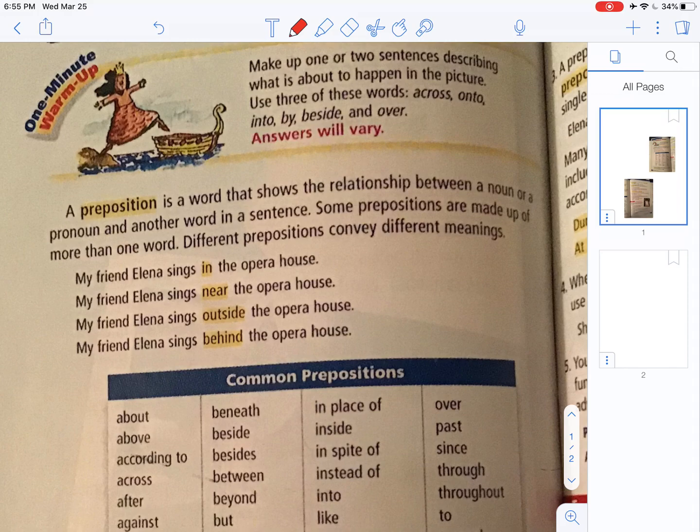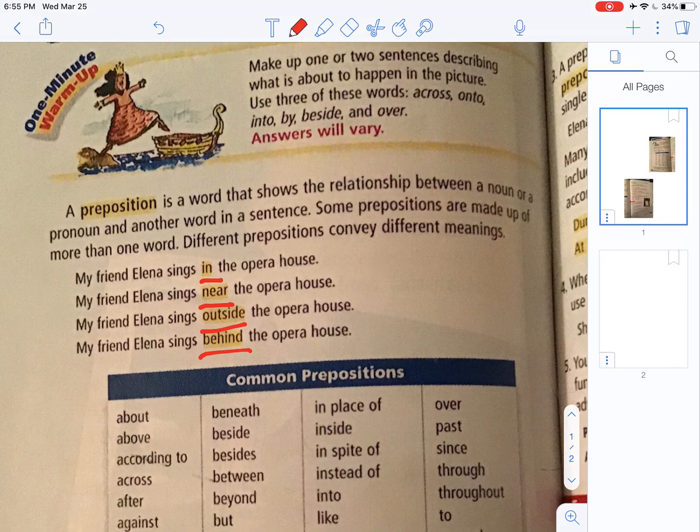So, my friend Elena sings in the opera house. In is your preposition because it's showing where Elena is. My friend Elena sings near the opera house. Or sings outside the opera house or behind the opera house. All of those are prepositions because they're showing relationship. They're showing location, time, or direction.